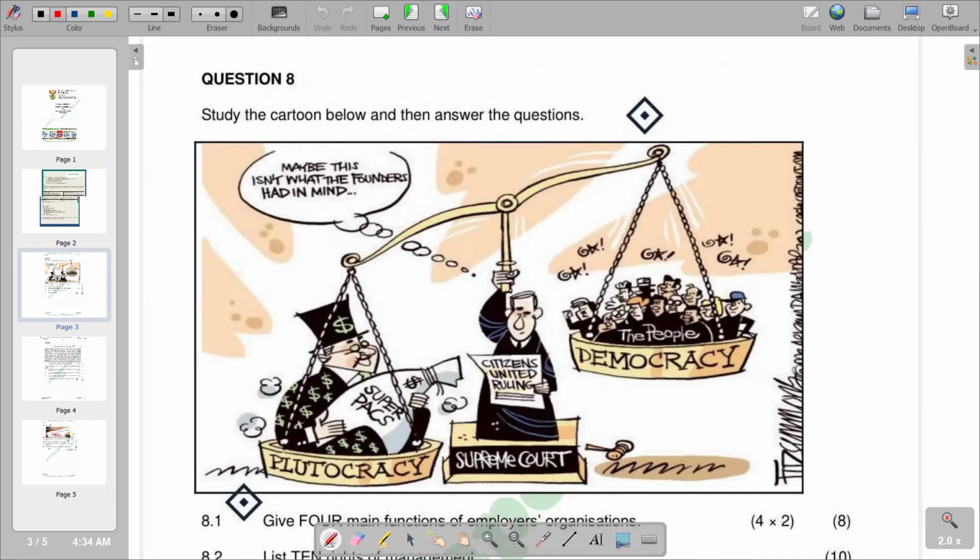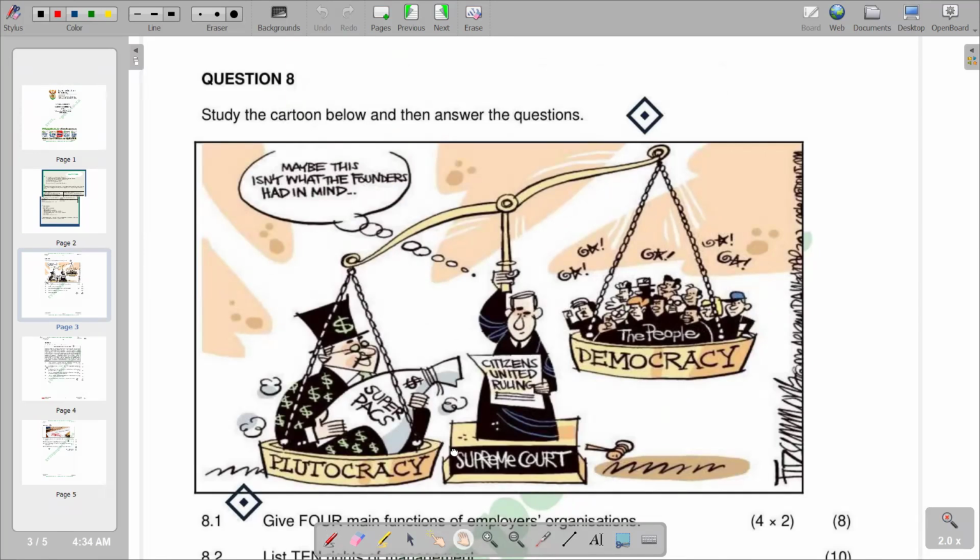You see that we have a scale, whereby we've got someone in the middle who is representing the Supreme Court, and on the other end, we have democracy, which is outweighing the plutocracy. So you just need to go through the cartoon and understand it.